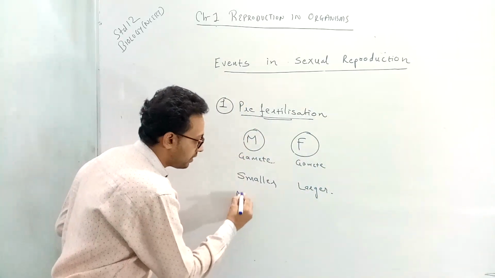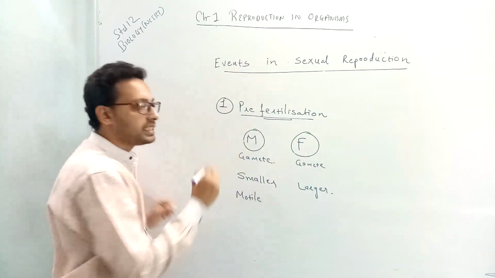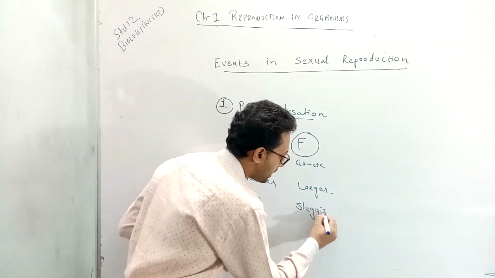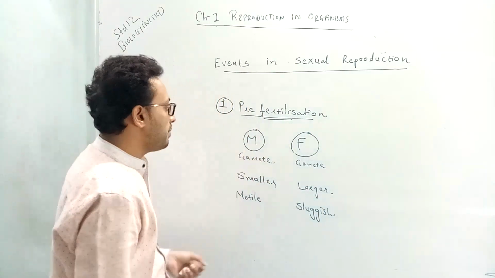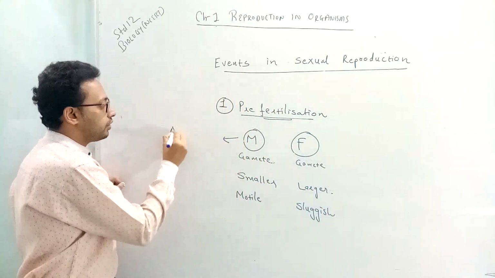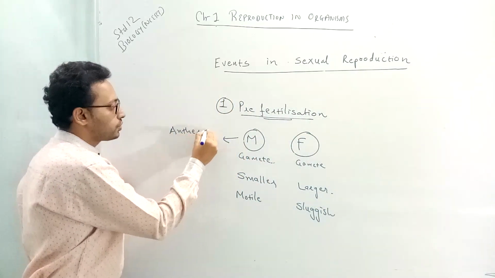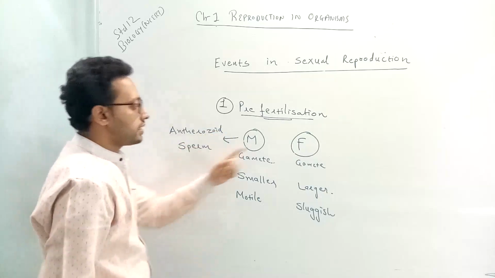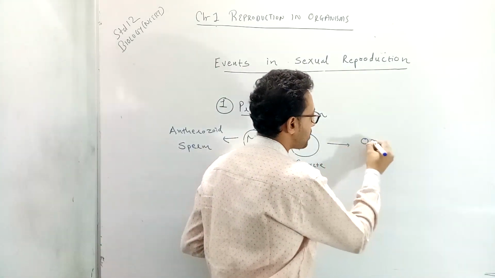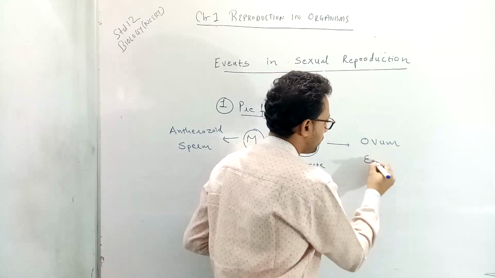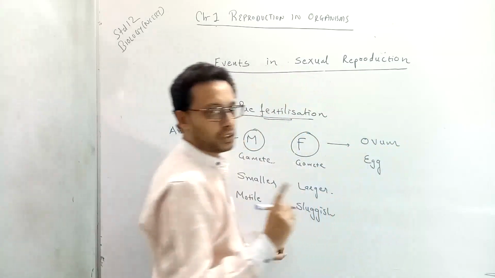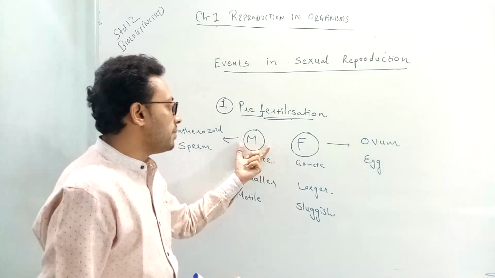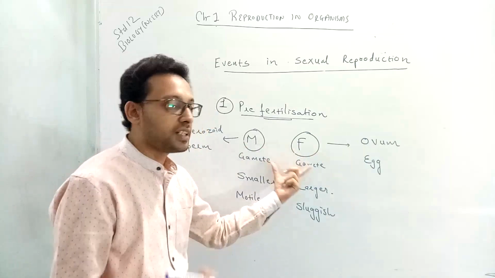The male gamete is motile, meaning it can easily move, whereas the female gamete is sluggish, meaning it has great difficulty in movement. What's another name for the male gamete? The male gamete can also be called antherozoid, or sperm, whereas the female gamete can be called ovum, or egg cell. So in most living organisms, male and female gametes are of different types.